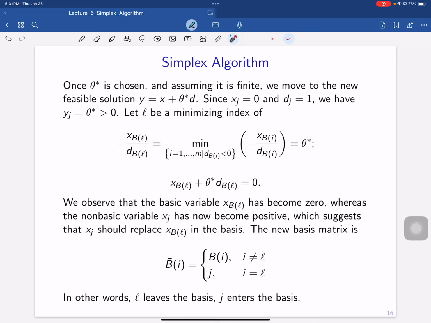So this suggests that the variable J we pick is a variable with a negative reduced cost, and it will replace a basic variable in the basis. Usually in the simplex algorithm, people just say this index L leaves the basis and J enters the basis. You can show that after this step, you arrive at a new basic feasible solution. Each iteration you stay at a basic feasible solution, and you keep iterating until all the reduced costs are non-negative. Then you are done. That's pretty much the simplex algorithm.